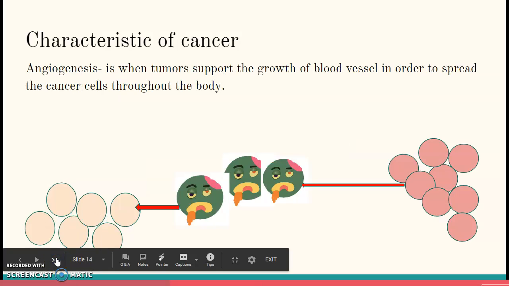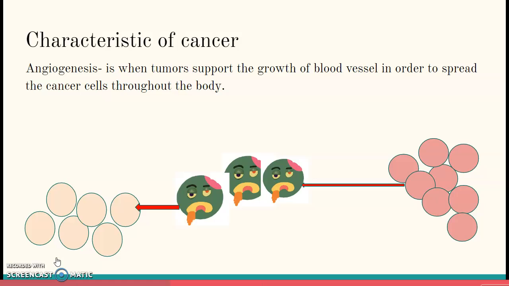Another characteristic of cancer cells is angiogenesis. It's basically when tumors support the growth of blood vessels in order to spread the cancer throughout the body, making it easier. So I would say this is also an example of leukemia, and it is technically a form of blood-based cancer that spreads quickly throughout the body. I would say this would be the main cause of this cancer to spread.